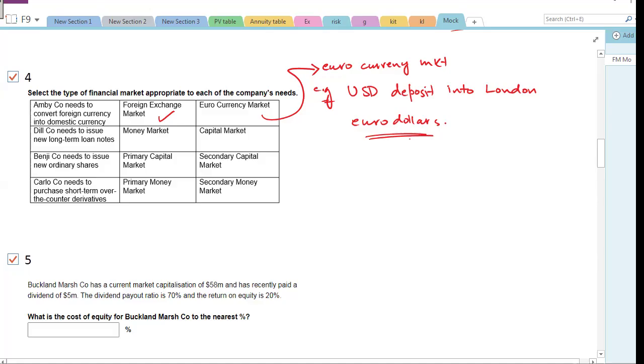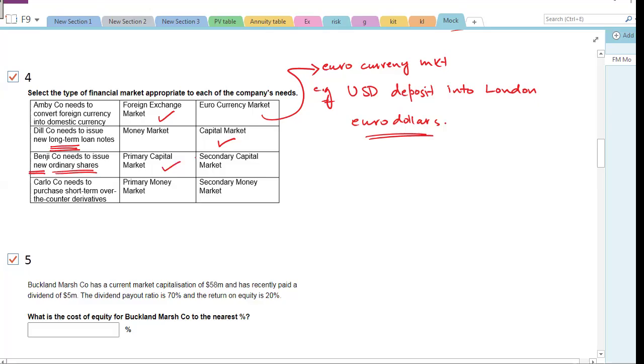Okay, the second one, it says DILCO needs to issue new long-term loans. So for long-term, we have the capital market. For short-term, we have the money market. So it's long-term, so capital market. Then Benjico needs to issue new ordinary shares. So if it is new ordinary shares, again, it's a long-term market. So you have capital market on both sides, but it's new shares, so you have the primary capital market.